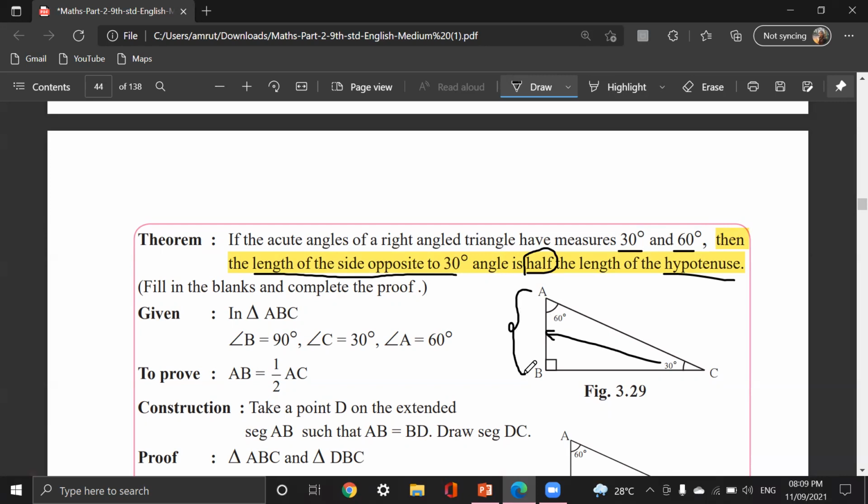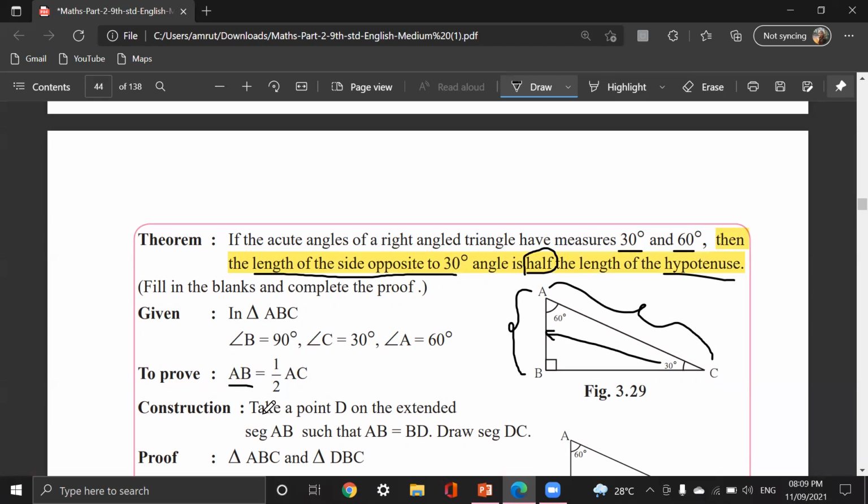So the side length opposite to 30 degrees, which is AB, is half of the length of the hypotenuse. And which is the hypotenuse? We know the side opposite to 90 degrees, which is side AC. So we have to prove this statement: AB is half of AC.